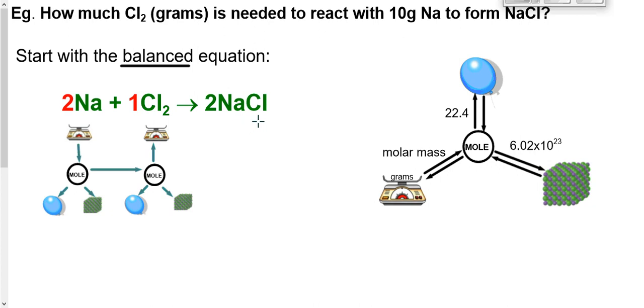Once we balance this equation, we get a 2:1:2 ratio. 2 sodium atoms react with 1 chlorine molecule to produce 2 sodium chlorides, or 2 moles of sodium atoms react with 1 mole of chlorine molecules to produce 2 moles of sodium chloride.